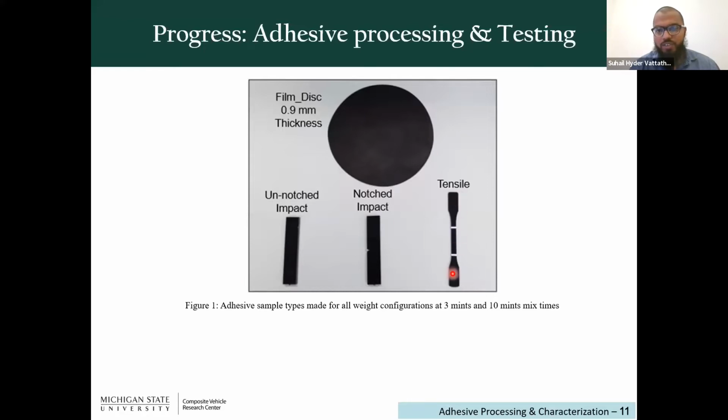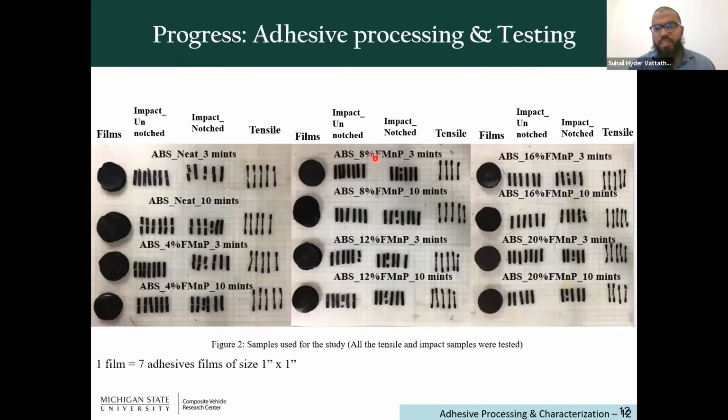And you have a tensile coupon over here, and a film disc. These discs are mainly used to make the adhesive films for our bonded joints. You can see the different samples we have prepared. They are all the same color, but they are made of different weight percent or volume percent of ferromagnetic nanoparticles and carbon fibers.